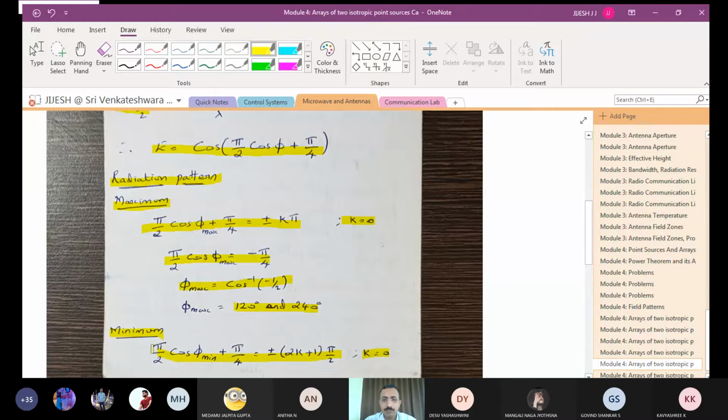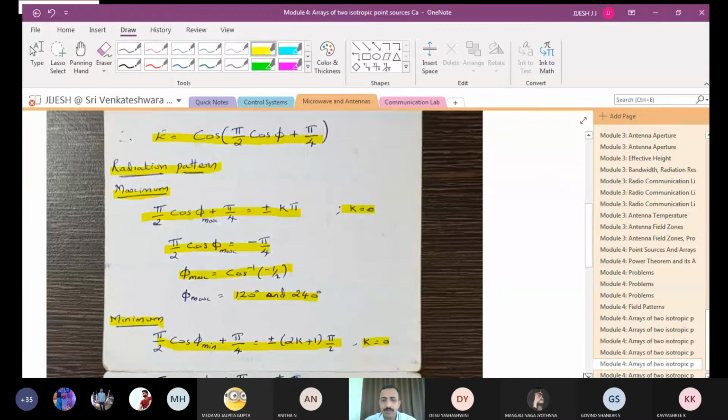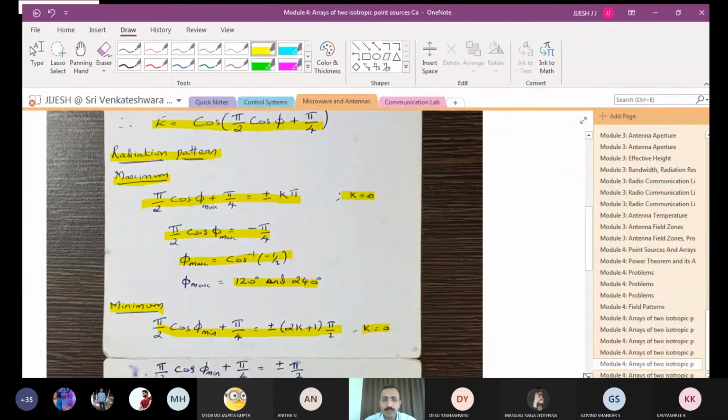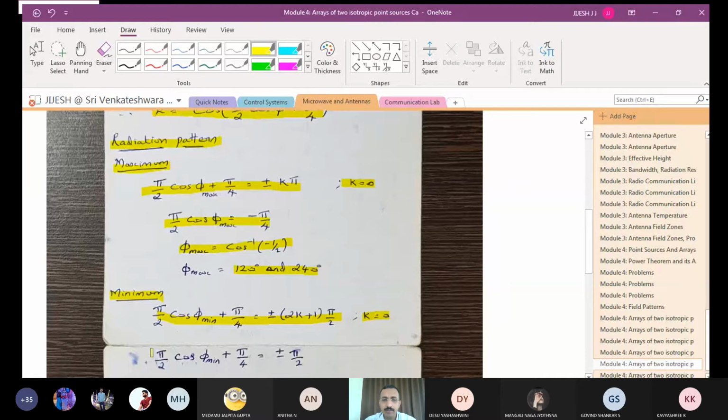So you are going to get pi by 2 cos phi minimum plus pi by 4 is equal to plus or minus 2k plus 1 times pi by 2, and we have kept k is equal to 0. Substitute k is equal to 0 there and simplify it further. So it will be pi by 2 cos phi minimum plus pi by 4 is equal to plus or minus pi by 2.